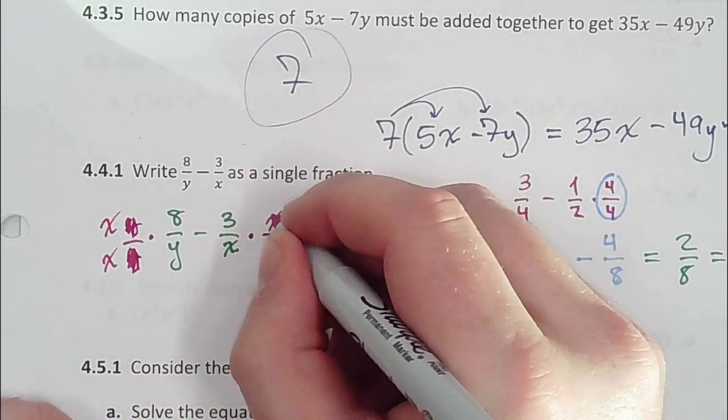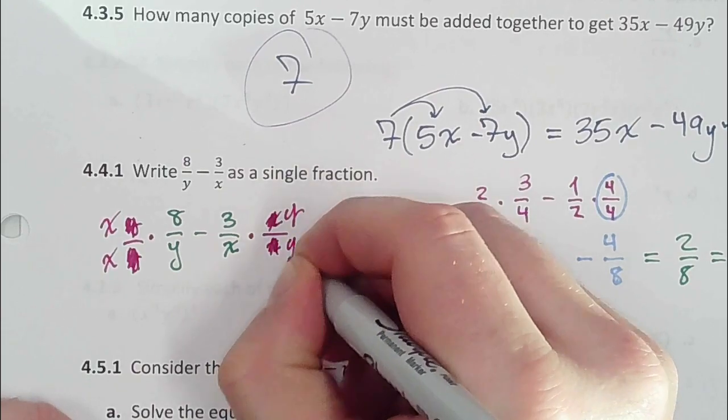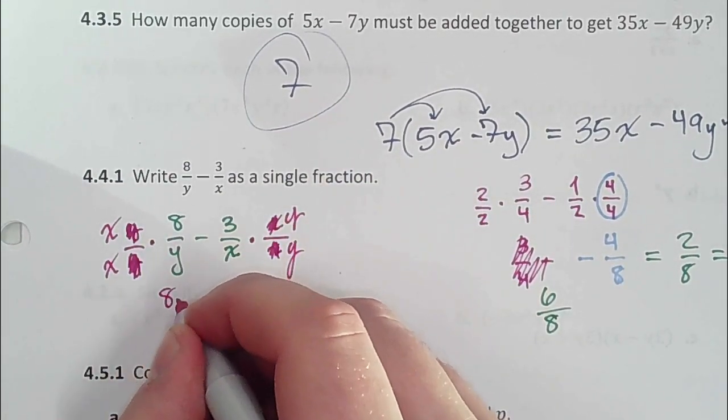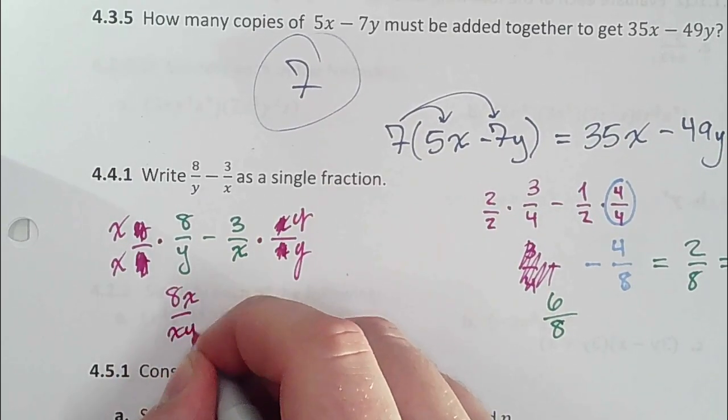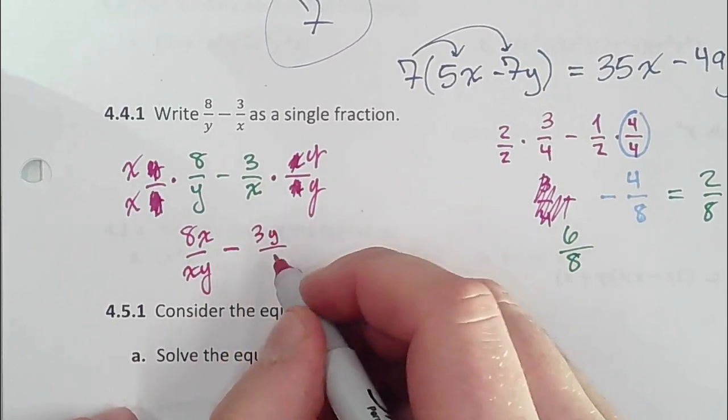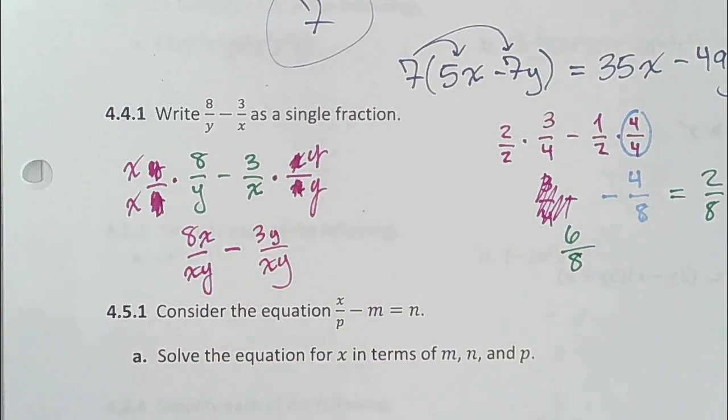X over here. Y over there. Again, still multiplying by 1. What we'll end up with is 8 x's in the top and x times y in the bottom. And then we'll have minus 3 times y in the top and x times y in the bottom. And notice now they have common denominators.